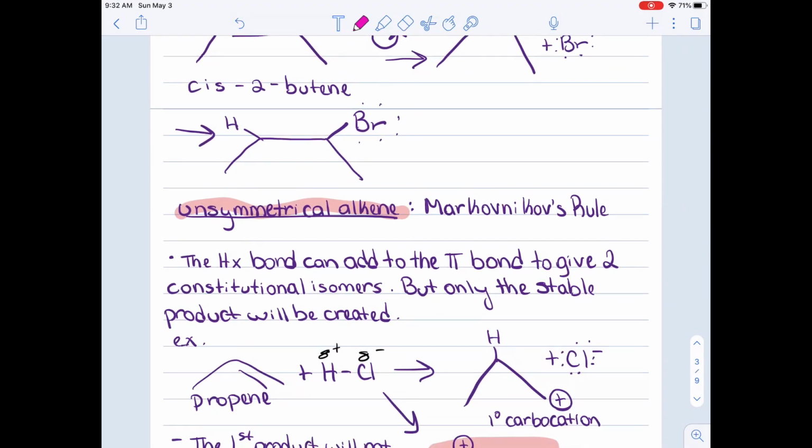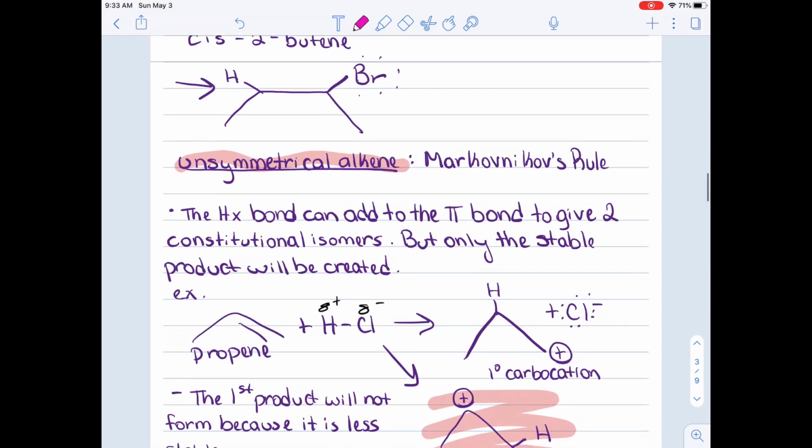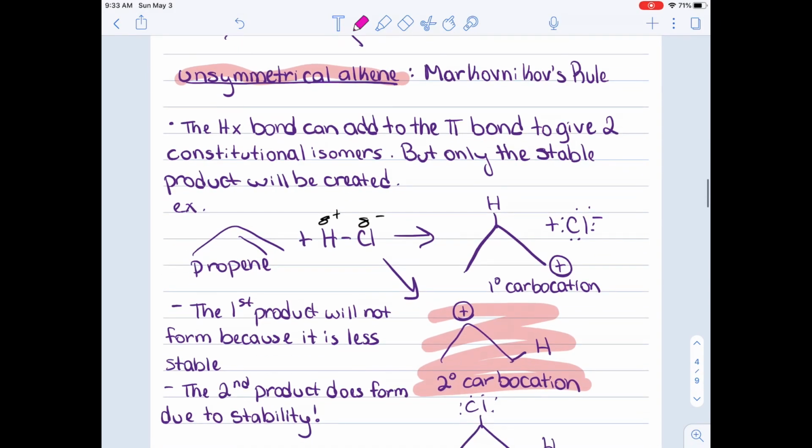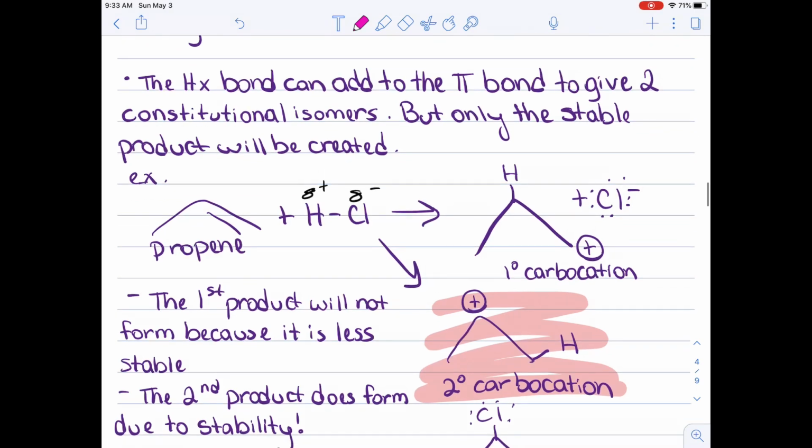Now, that was a symmetrical alkene. Let's say you see an unsymmetrical one. This is when Markovnikov's rule comes into play. So, as I stated before, the hydrogen halide bond will add to the pi bond to give two constitutional isomers, but only the stable product will be created, which will be the one with the most substituted carbocation.